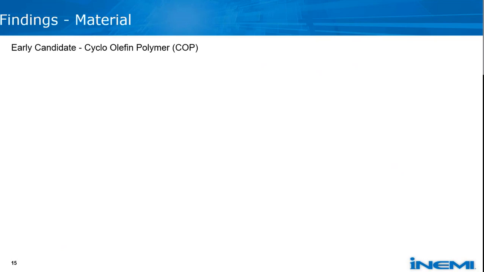So let's move on and talk a little bit about the materials that we looked at. Early on, there was a lot of interest in the COP material set. These are cycloolefin polymers. They're widely used by individual labs as material references because they have very nice electrical characteristics. They're very frequency independent and they have very low loss. And in general, they're really nice electrical materials. So we initially spent some time looking at these materials because we thought that potentially they would be a good possibility for an SRM.